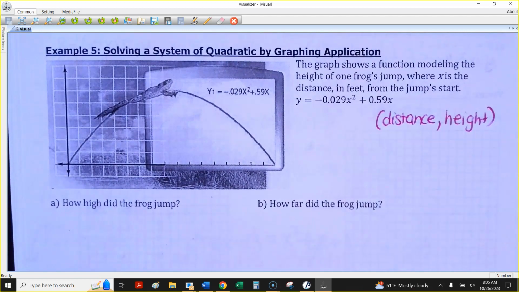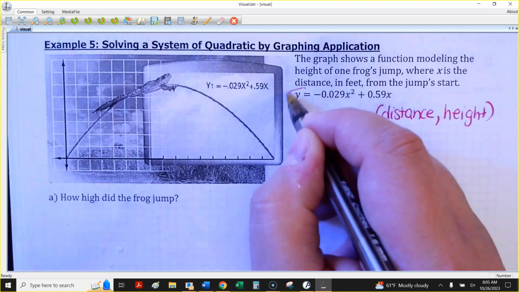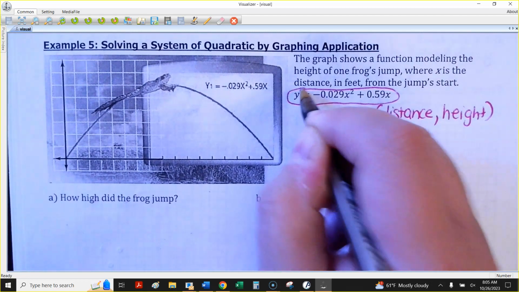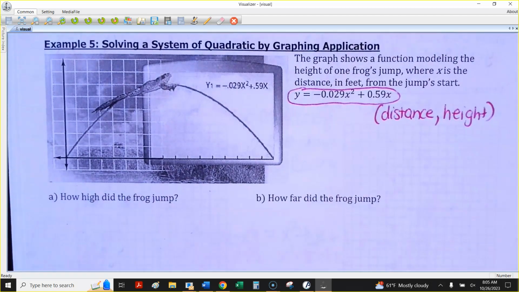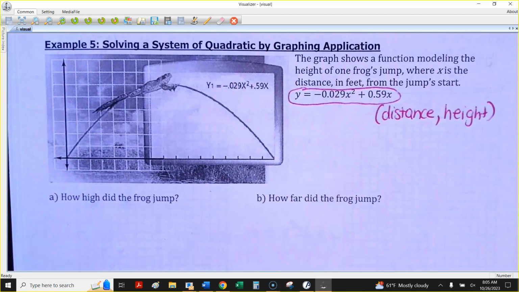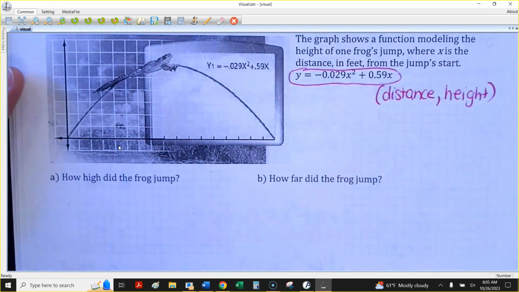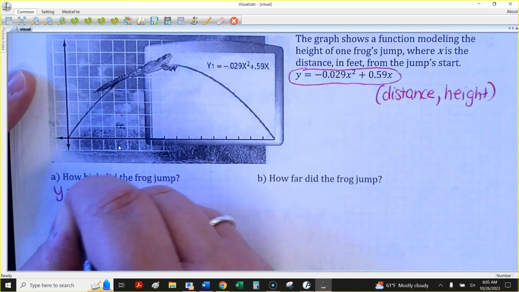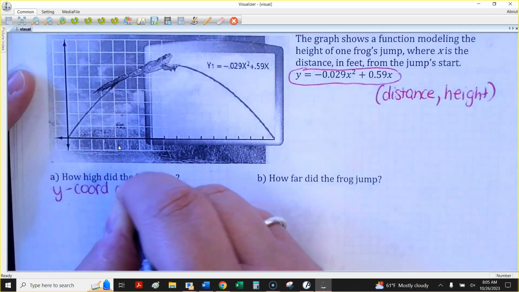This gives you a formula, and this formula is not great. We're going to use the graphing calculator for this. So here's our formula we're going to use here in a second. How would I figure out how high the frog jumps? Like, what would I be looking for? The vertex, right? Okay, so specifically, I'm going to look for the y-coordinate of the vertex.